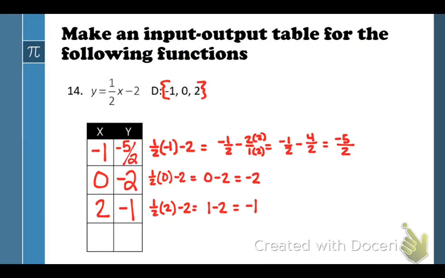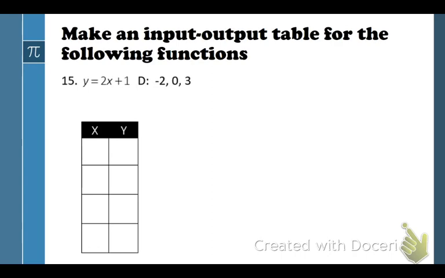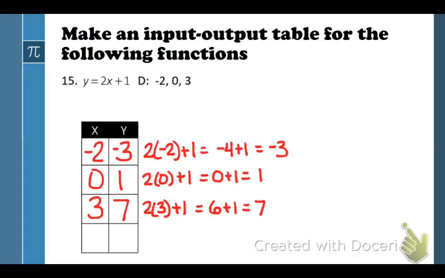Do 15 on your own. Go. So when we plug in -2, 2 times -2 is -4, plus 1 is -3. Plug in 0, 2 times 0 is 0, 0 plus 1 is 1. Then 3, 2 times 3 is 6, 6 plus 1 is 7. Good?